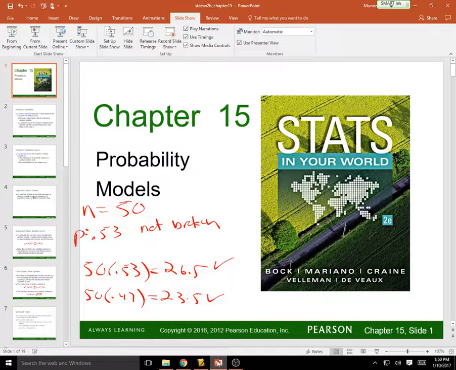And here are the formulas real quick. N times P should be greater than or equal to 10. N times Q should be greater than or equal to 10. So that was normality. Other questions?